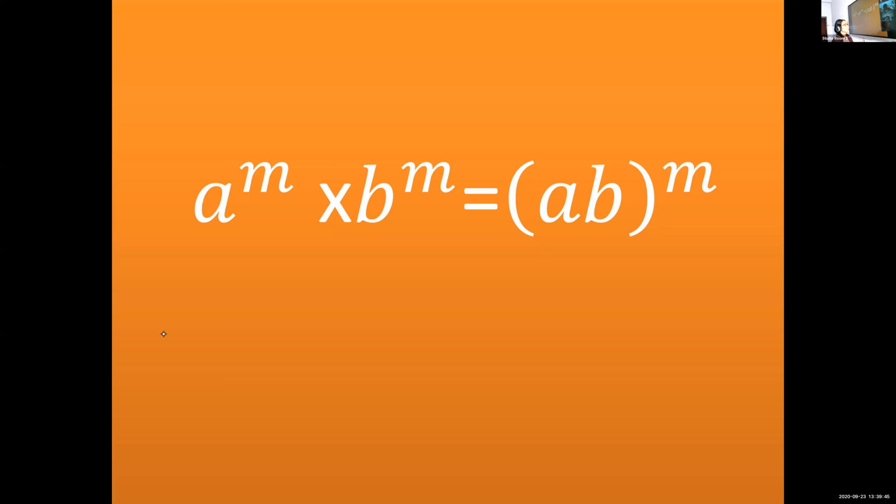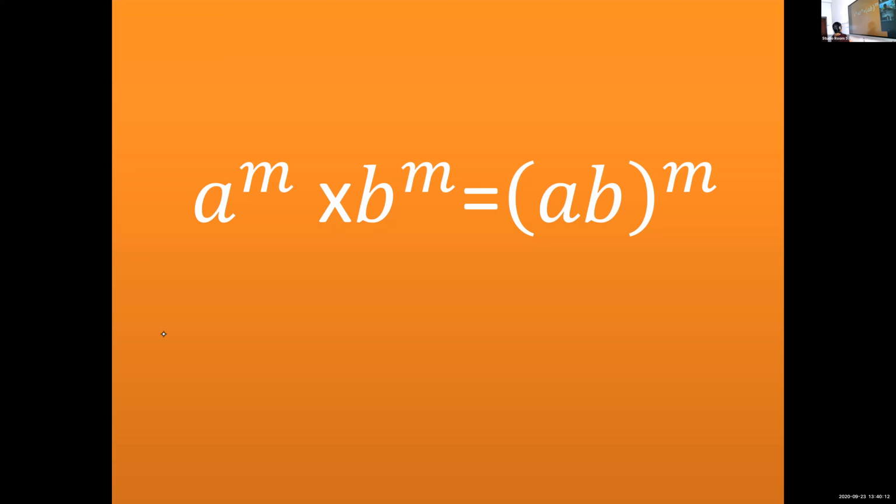AB means it is a into b. So here the bases are different, a and b, but the exponent is the same, m. So a raised to m into b raised to m is equal to ab, the whole raised to m.